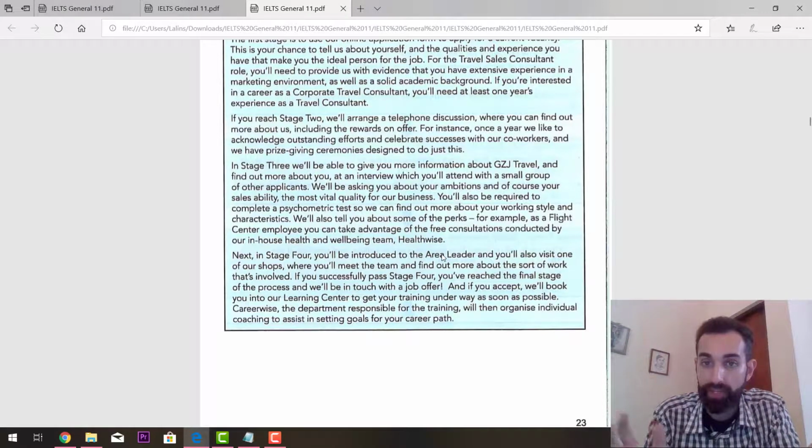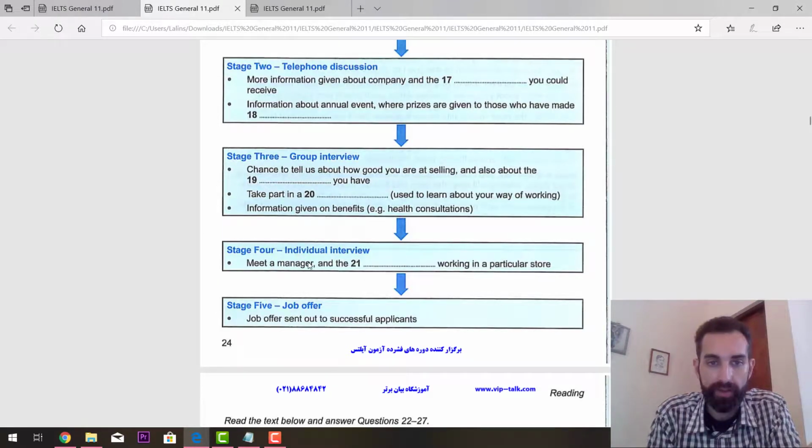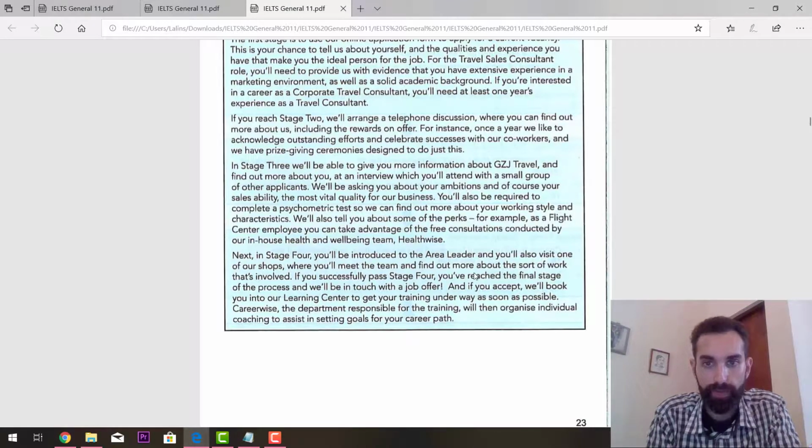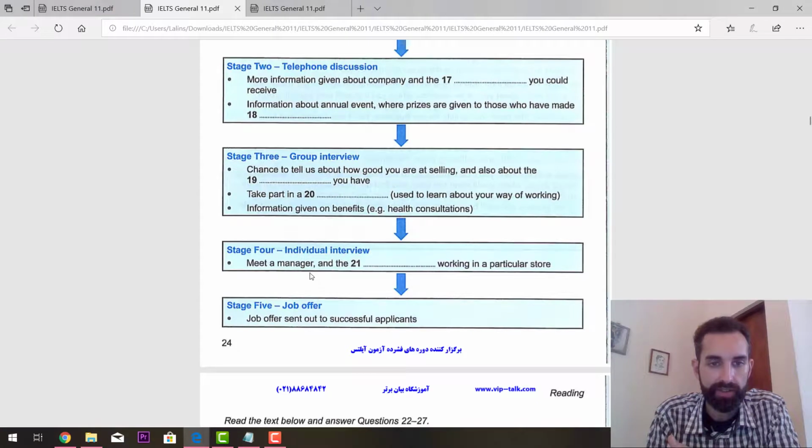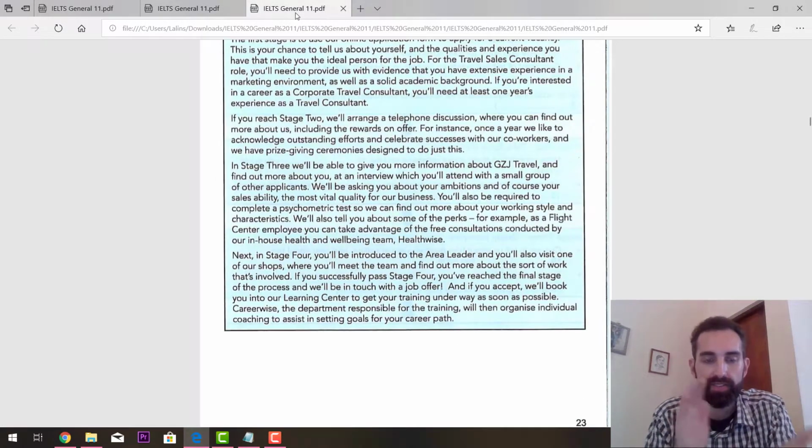That would be a manager. And you'll also visit one of our shops. That's a particular store, one of our shops. And you'll meet the team. That's what they say here. Meet a manager and the team. So you meet the team. Find out more about the sort of work that's involved. So yeah, that's what they're meeting. They mentioned meeting a manager and meeting the team. That's implied, like with this little Oxford comma here. Meeting a manager and meeting the team. So that is that section complete.